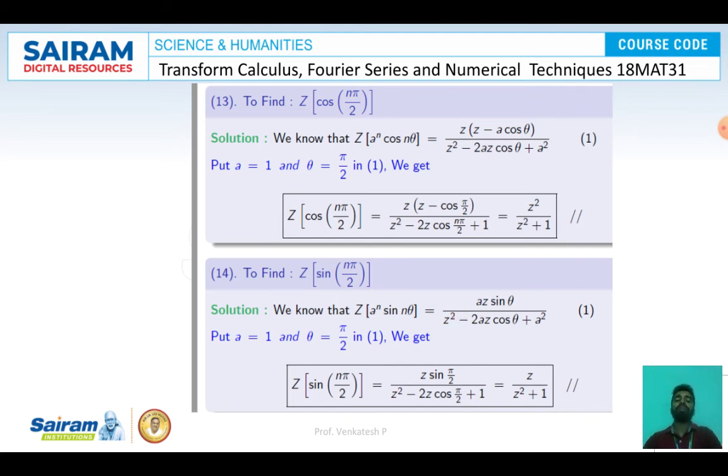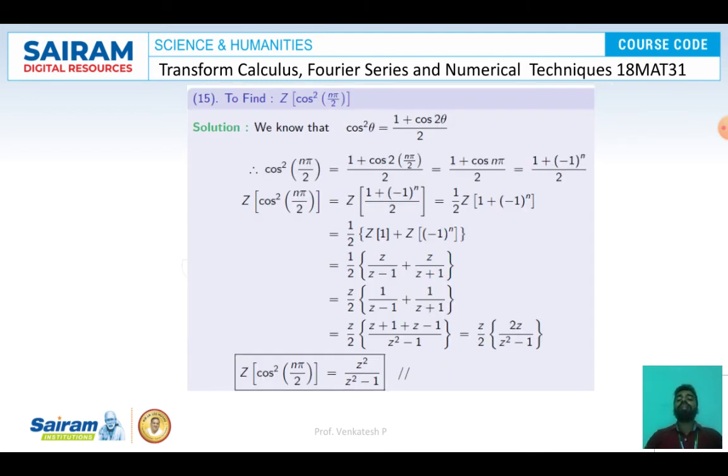in this equation. So we got z transform of sin n pi by 2 is equal to z sin pi by 2 divided by z square minus 2z cos pi by 2 plus 1, and cos pi by 2 is 0 and sin pi by 2 is 1. So we got z by z square plus 1 is the required solution.